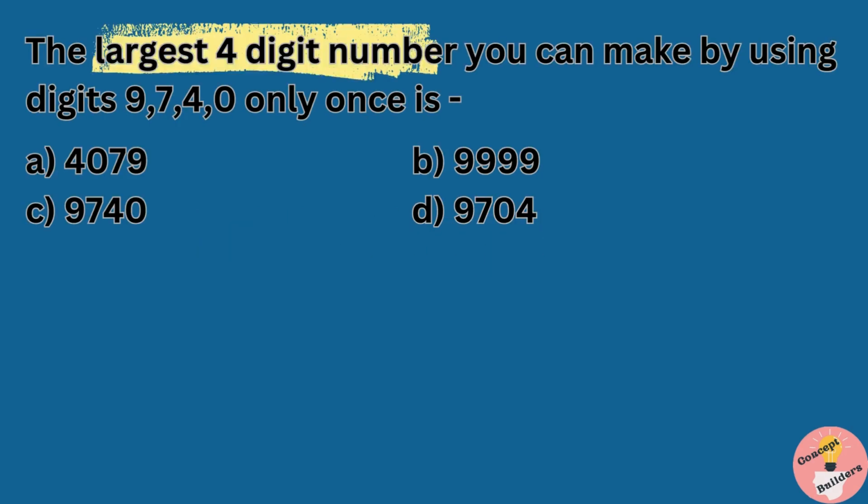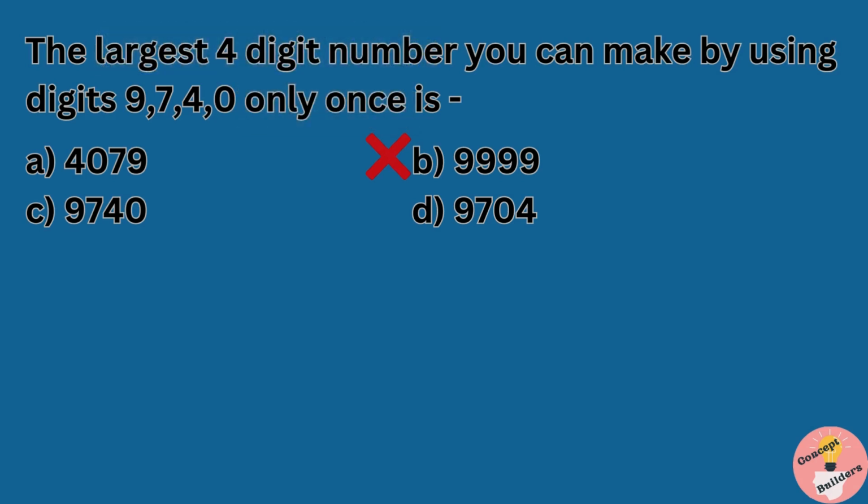We have to form the largest four-digit number by using the given digits 9, 7, 4, and 0. All these digits can be used only once. That means you cannot put two 9s or three 9s in this number. So, option B is clearly not the correct option. Let's cross it off.